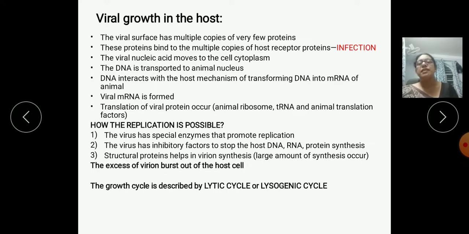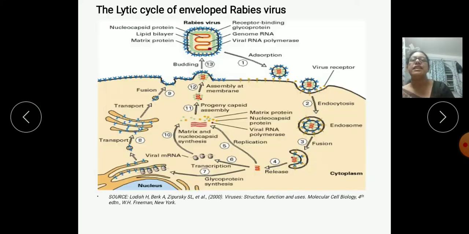Now two things happen. If it is a naked virus, normally the virion that is formed, that is the nucleic acid and the capsid, assemble and come out of the plasma membrane of the host cell by bursting the plasma membrane. That leads to the rupture of the host cell. But if it is an enveloped virus, like one affecting the animal cell, then normally budding occurs. That is, part of the plasma membrane forms the coat or the envelope and no rupture of the cell takes place. The growth cycle of the virus is called the lytic cycle or the lysogenic cycle.